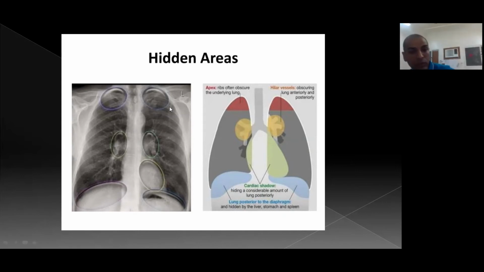Hidden areas include the lung ABCs, if there is any pneumothorax, any masses, or any nodules. The hilum; the left hilum is a little bit higher than the right hilum. The retrocardiac area, and below the diaphragm. These are the 4 hidden areas, one of the most important points in reading chest X-ray.